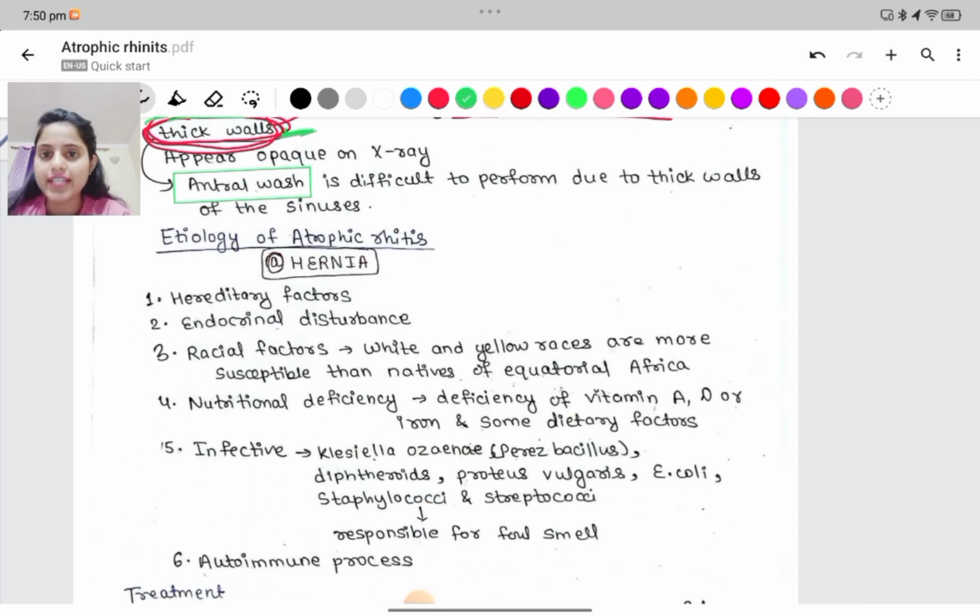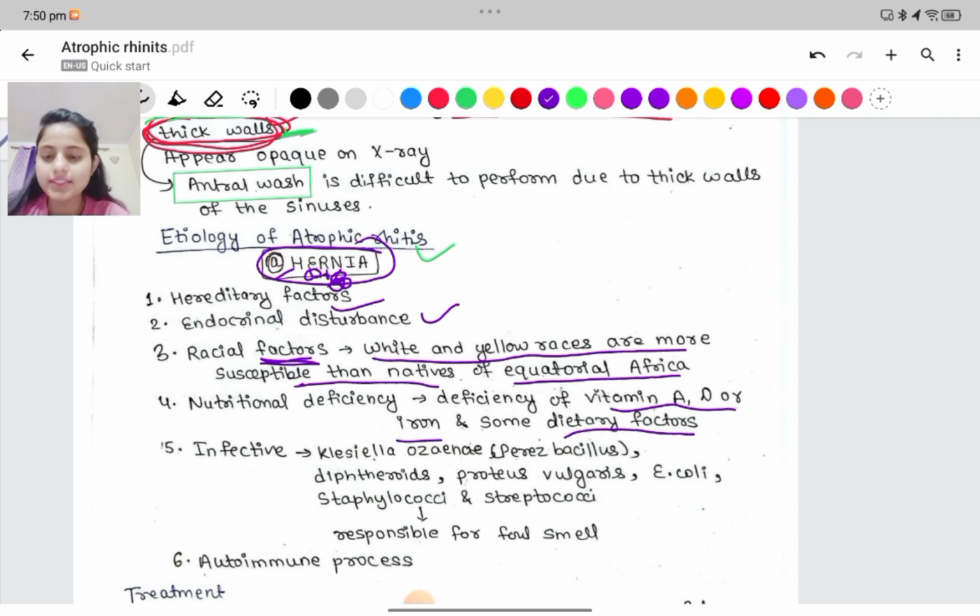Etiology of atrophic rhinitis. We have a mnemonic for that: HERNIA. H for hereditary factors. There is a hereditary factor for atrophic rhinitis. E for endocrinal disturbance. R for racial factors. White and yellow races are more susceptible than natives of equatorial Africa. N for nutritional deficiency of vitamin A, D, iron and some dietary factors.